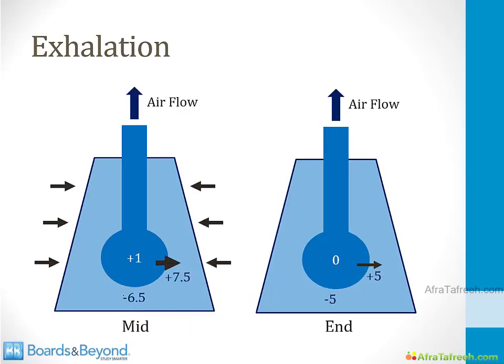And here's what happens at the end of exhalation. That intrapleural pressure becomes less negative. It goes from -6.5 to -5. The pressure in the alveoli is going to fall back to 0 because air is leaving the alveoli. When it becomes 0, there's no more airflow, and we're back to a resting state with a transpulmonary pressure of +5. Once again, all this has been driven by changing the intrapleural pressure from more negative to less negative.